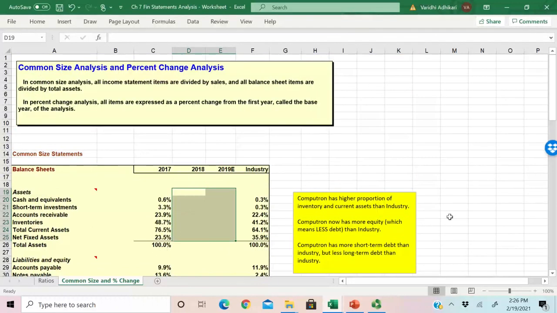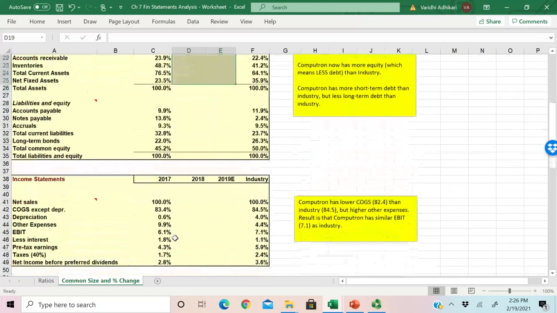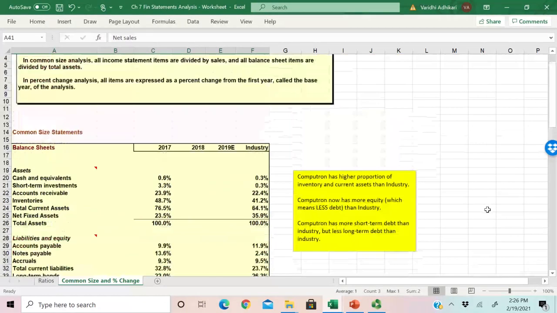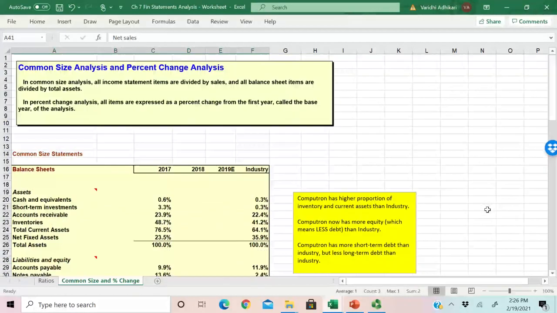So what is common sizing? In common size analysis, all income statement items are divided by the revenue, so everything will be expressed as a percentage of total sales, and all balance sheet items will be divided by total assets.